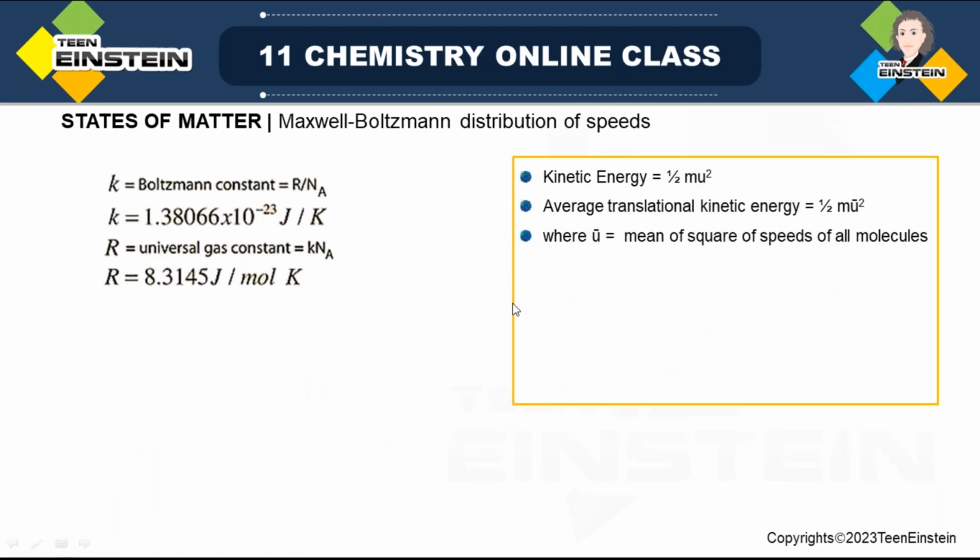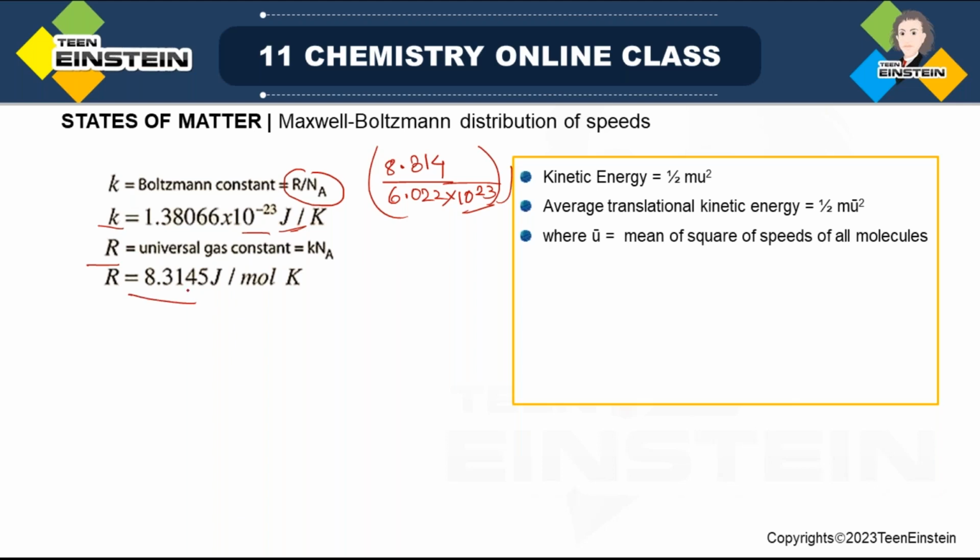So here it is mentioned that k is the Boltzmann constant, which is equal to R by NA, and if you divide R by taking this value 8.314, that is SI unit, and divide by 6.022 into 10 to the power 23, which is Avogadro number, you will get this value of Boltzmann constant, which is 1.38066 into 10 to the power minus 23. See, this power will be minus now, and the unit is joule per Kelvin. R is the universal gas constant. So if k is equal to R by NA, obviously R is equal to k NA, and this is the R value.